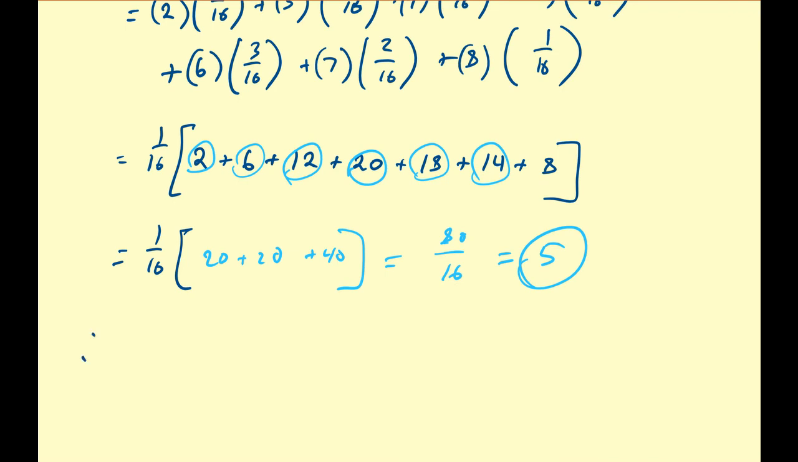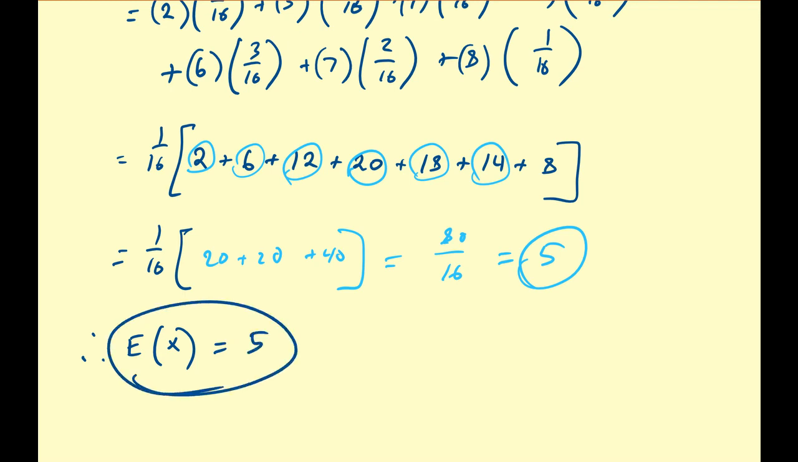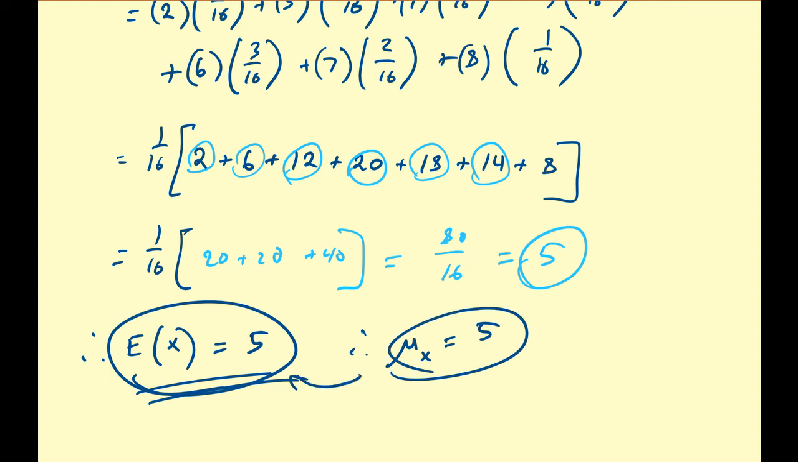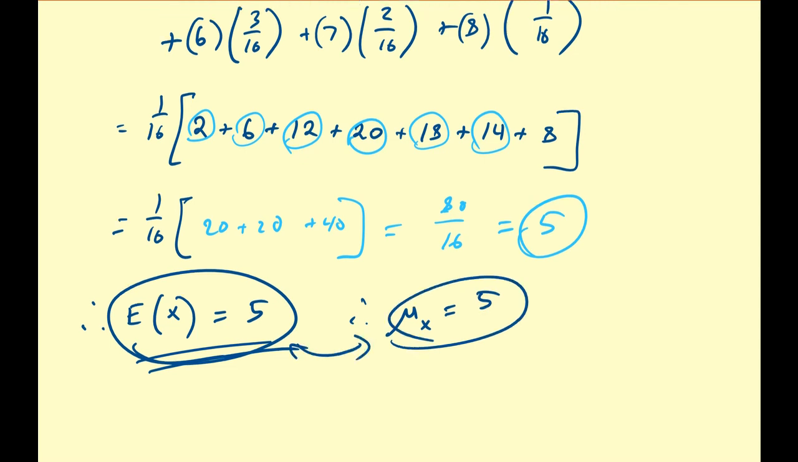So therefore, that means the expected value of the random variable is going to be equal to 5. That is, if we roll a bunch of dice, like 5 million, and we take the average of all those values, then we're expected to have an average of about 5. And again, we sometimes write that the mean of the random variable x is equal to 5 as well. These notations are usually interchangeable.